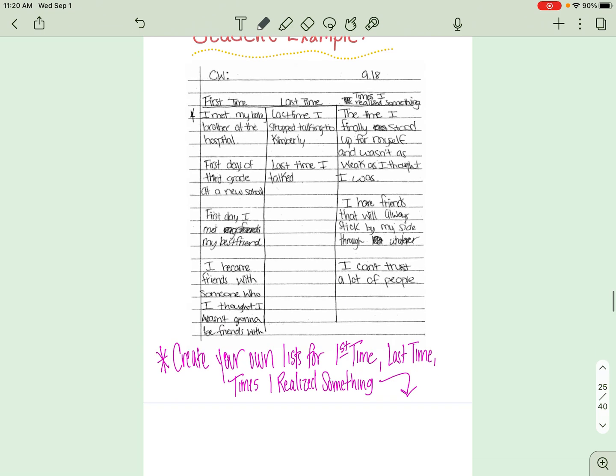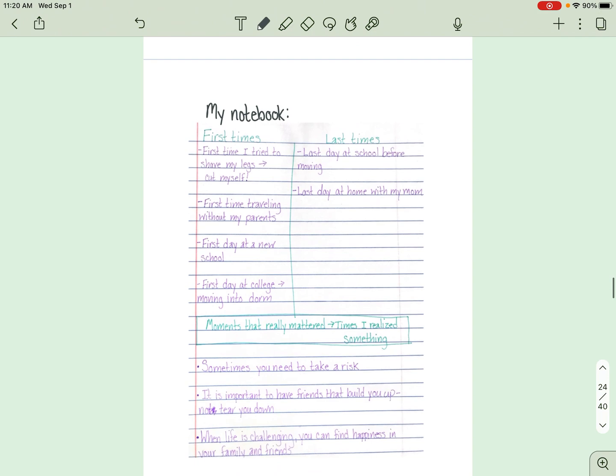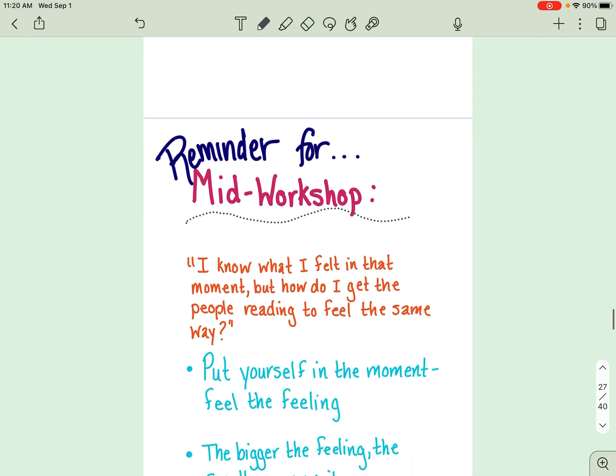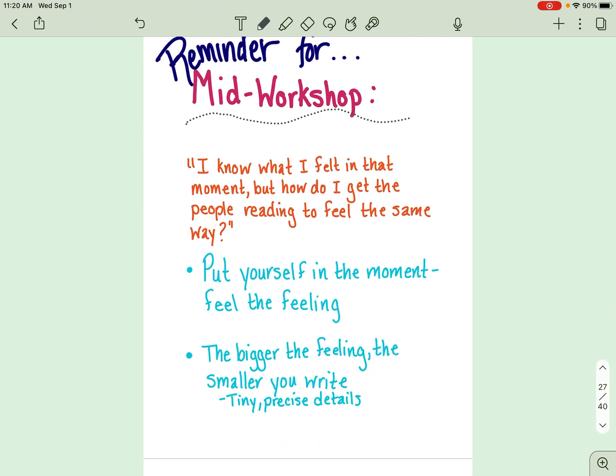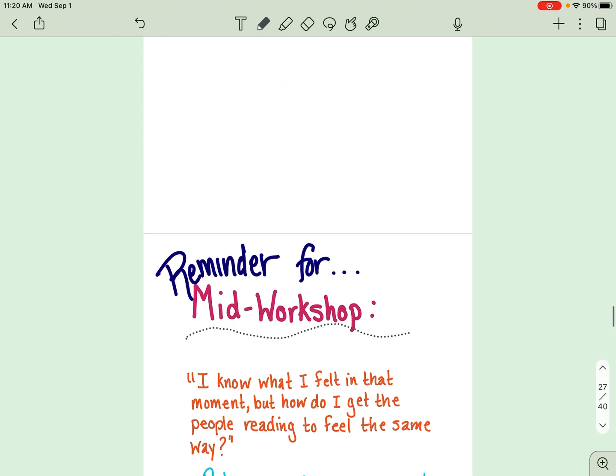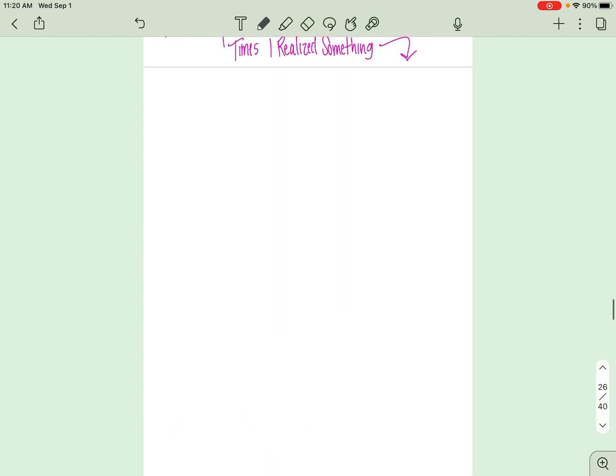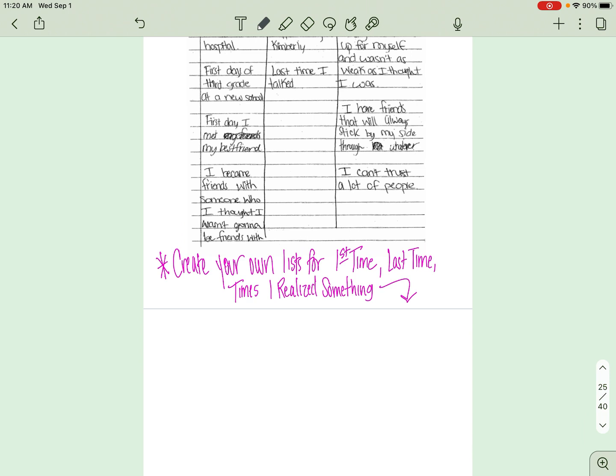There's another example here that you can check out, and then I want you to create your own chart like this, a first time, last time, and learned something chart on this page right here. This was just a reminder. Remember, try to put yourself into the moments when you're writing. My biggest thing: paint the picture. I've told you that's my big thing that I'm going to focus on all the time, that you really need to paint the picture for your reader, because you're in charge of making sure that they read through that story and experience it the same way that you did, if that makes sense.